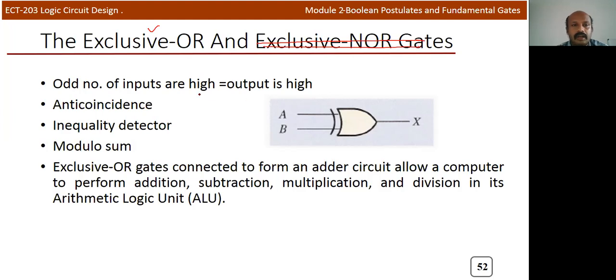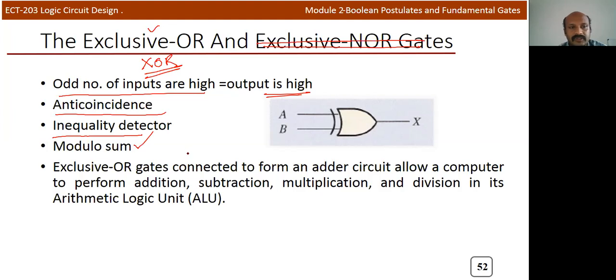The exclusive OR gate, or we'll call it the XOR gate, produces a high output when there is an odd number of inputs high. This is the basic definition of the XOR gate. When there is an odd number of inputs high, the output is high. This gate is also known as the anti-coincidence gate. Another name is the inequality detector, and another name is modulo sum.